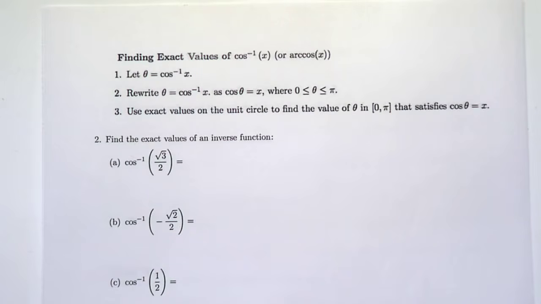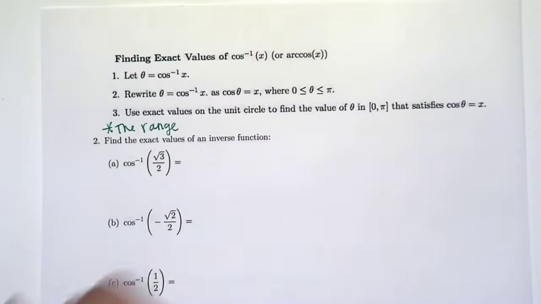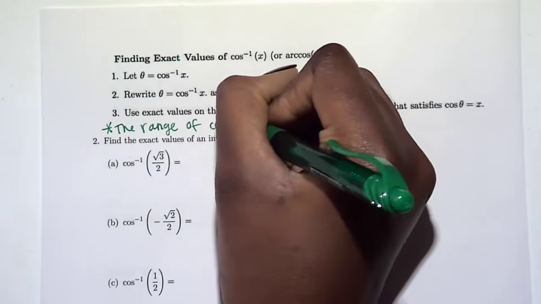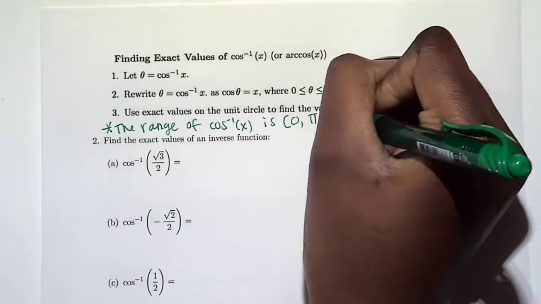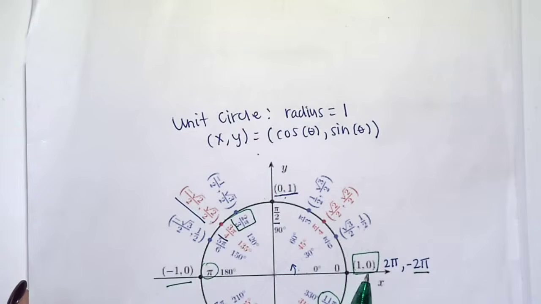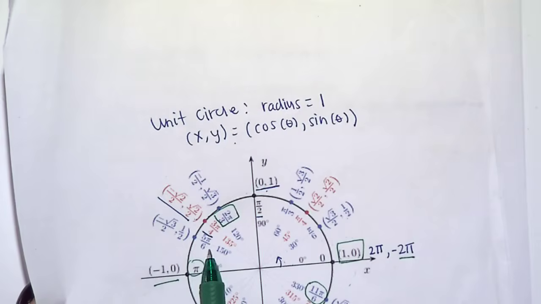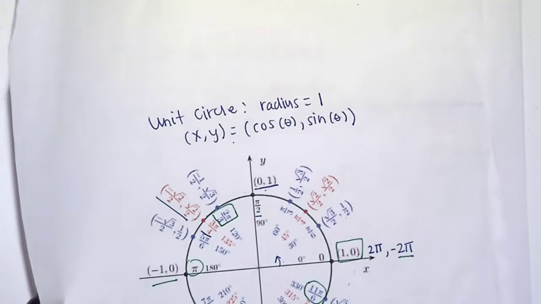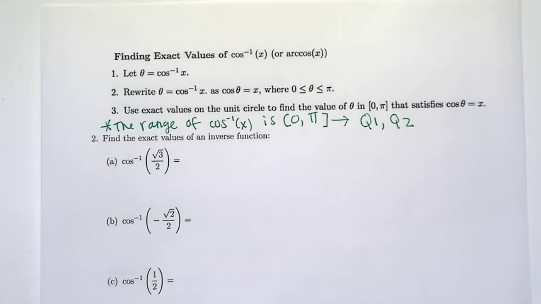Okay, and then it says use the exact values on the unit circle to find the correct value of theta in that interval. So the thing we need to remember is that the range, so our answer of cosine inverse, or arc cosine, is 0 to pi. So let's talk about what quadrants that's in. 0 to pi tells us we need to be looking in quadrant 1 and quadrant 2, and if it's not in those two quadrants, it's not the answer. So Q1 and Q2 are the places we need to look.